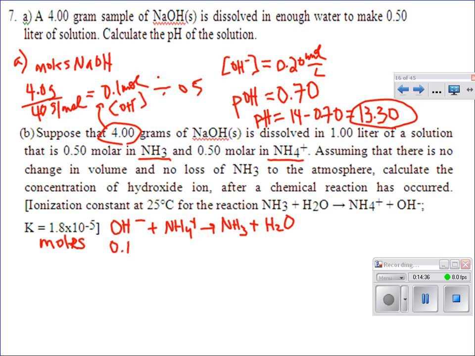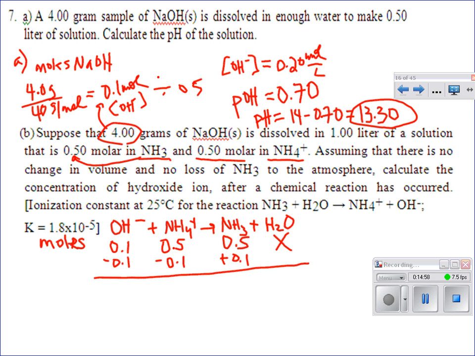And I'm dissolving it into a liter of 0.5 molar NH3. So how many moles of NH3 do I have? 0.5. And 0.5 molar, 1 liter of it, of NH4+, so I have 0.5 of that as well. How much am I going to lose? Minus 0.1, minus 0.1, plus 0.1. So that gives me nada, 0.4, 0.6. Those are moles.